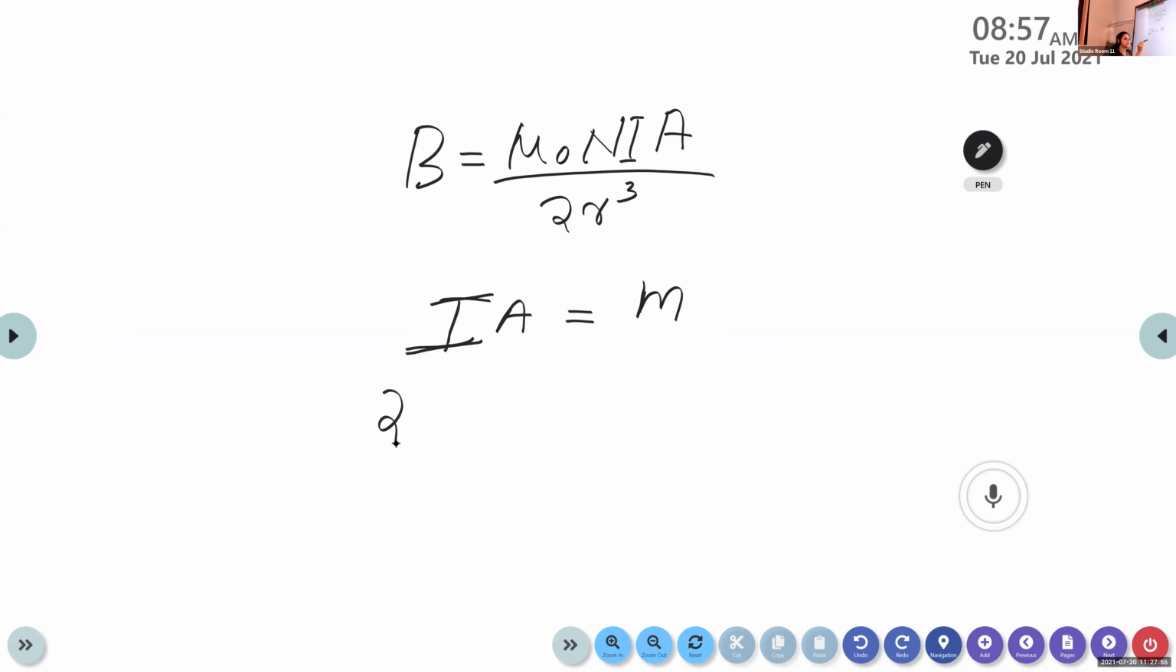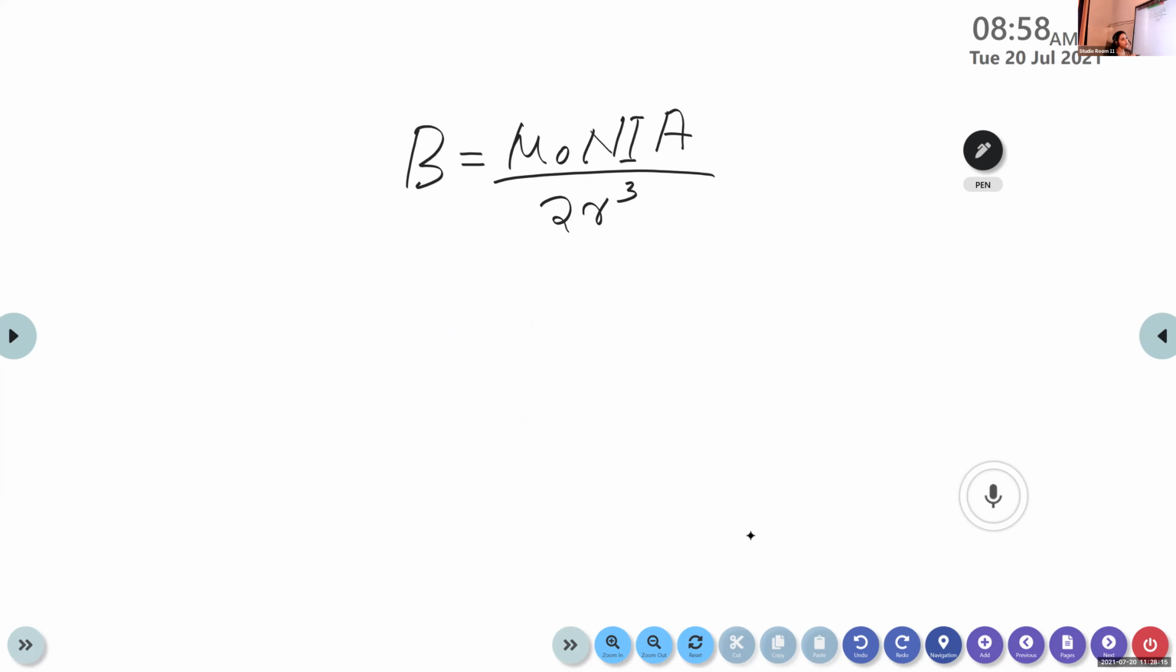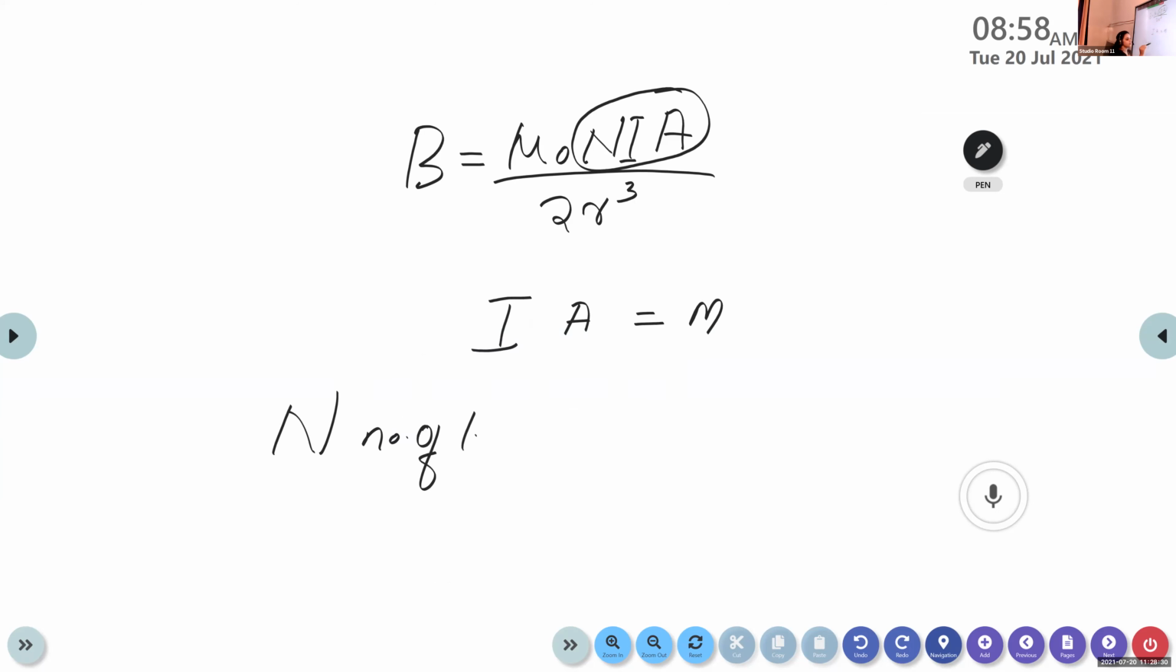Suppose if we have two number of turns, we can write 2IA is equal to the magnetic dipole moment M. Similarly, 3IA represents the magnetic dipole moment M. If we have n number of turns, then NIA also represents the magnetic dipole moment M. So here in our equation, we have n number of turns. We know that IA is equal to magnetic dipole moment M, so for n number of turns, we can write capital NIA is equal to the magnetic dipole moment M.